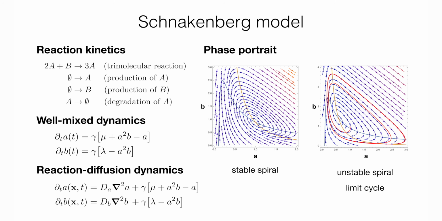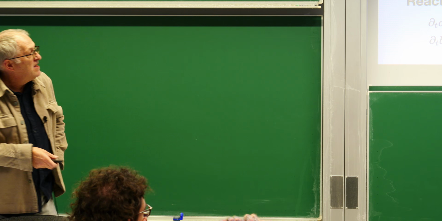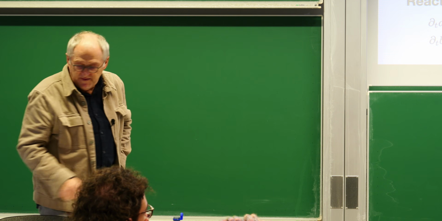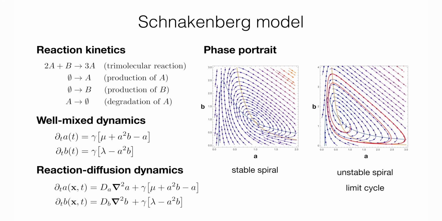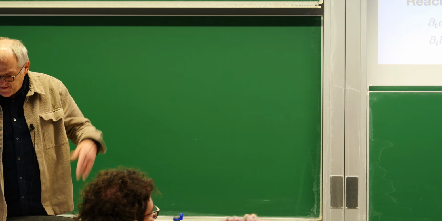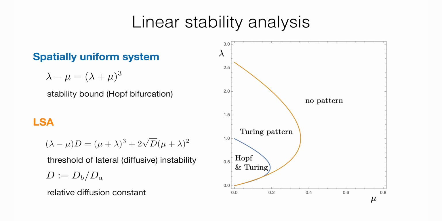Meaning that as you do the ODE analysis for this two-component system, there will be a stable fixed point scenario, and there will be a scenario where you have a limit cycle. So stable spirals or unstable spirals, and in the case of an unstable spiral, you have a limit cycle. Okay, you can do this for the full parameter range. The parameter range here is encoded by mu and lambda.